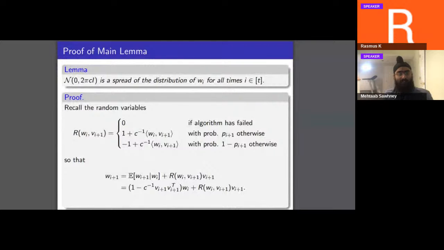So basically, this is just going to be a simple proof by induction. At this point, we have all the machinery, and now we just need to put all the pieces together. So recall from earlier, we had this decomposition of wi plus 1 into two parts: wi plus 1 equals the expectation of wi plus 1 given wi, plus this random variable r times vi plus 1. If you rewrite this out, you get the expression at the bottom of the page. It's wi plus this small contraction in the direction of vi plus 1, plus this small random variable.